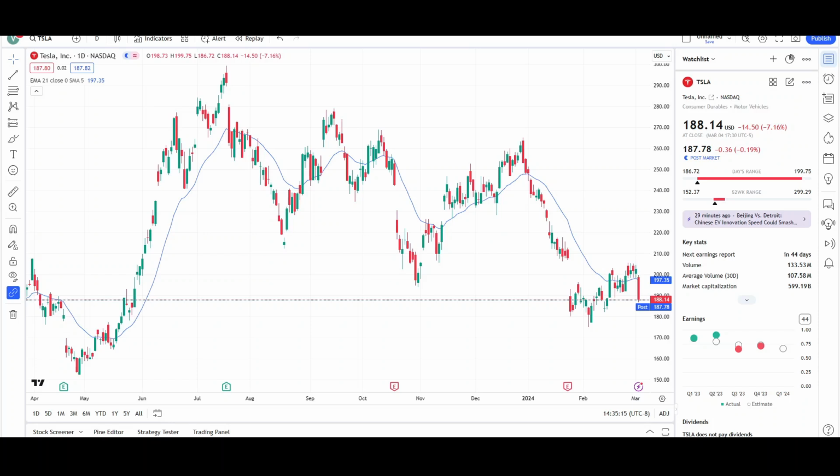What's up, traders? This is Vee Trades, and today I will be doing a technical analysis breakdown for Tesla with the ticker symbol TSLA. I will first be going over what I see on the daily chart and finish the video off with the weekly chart.